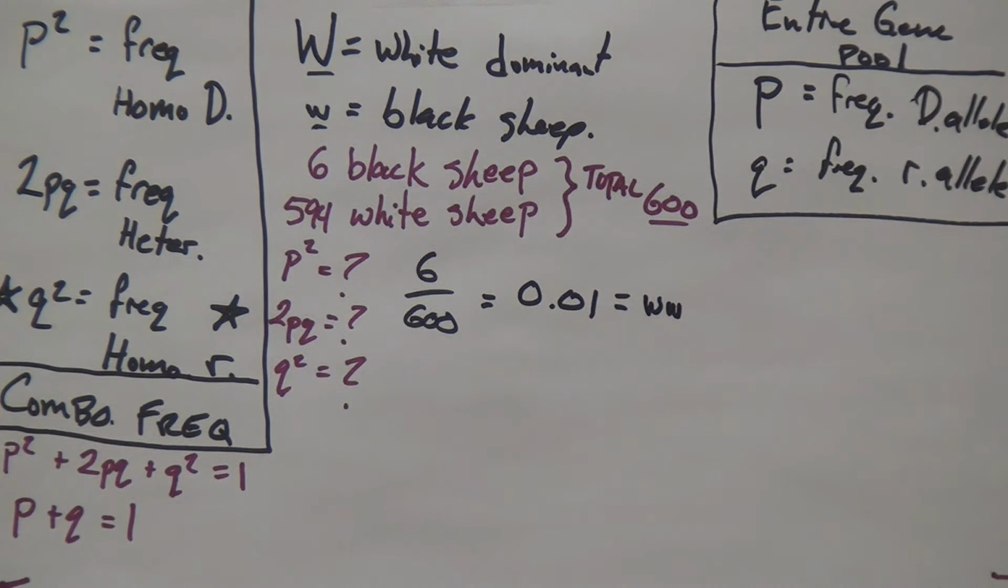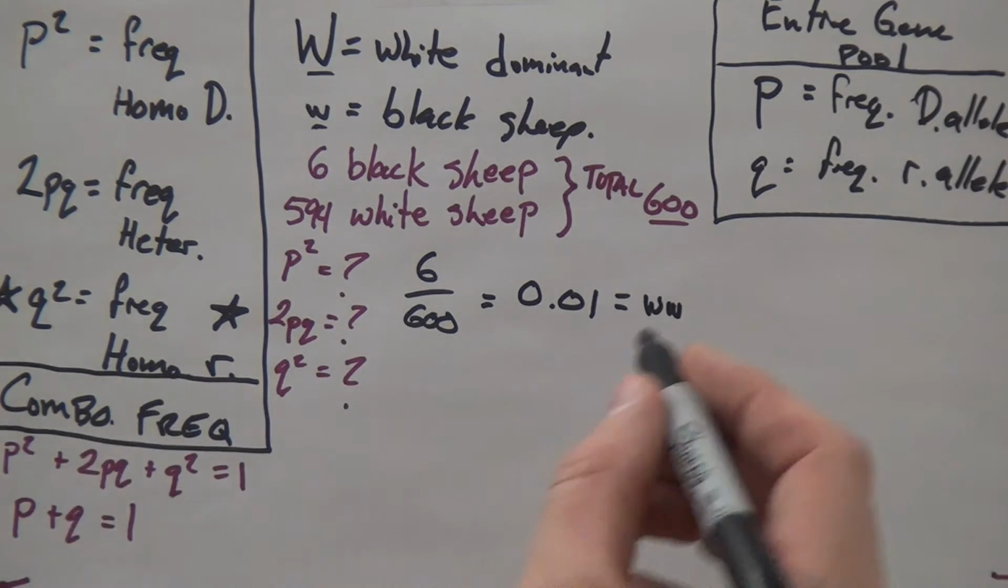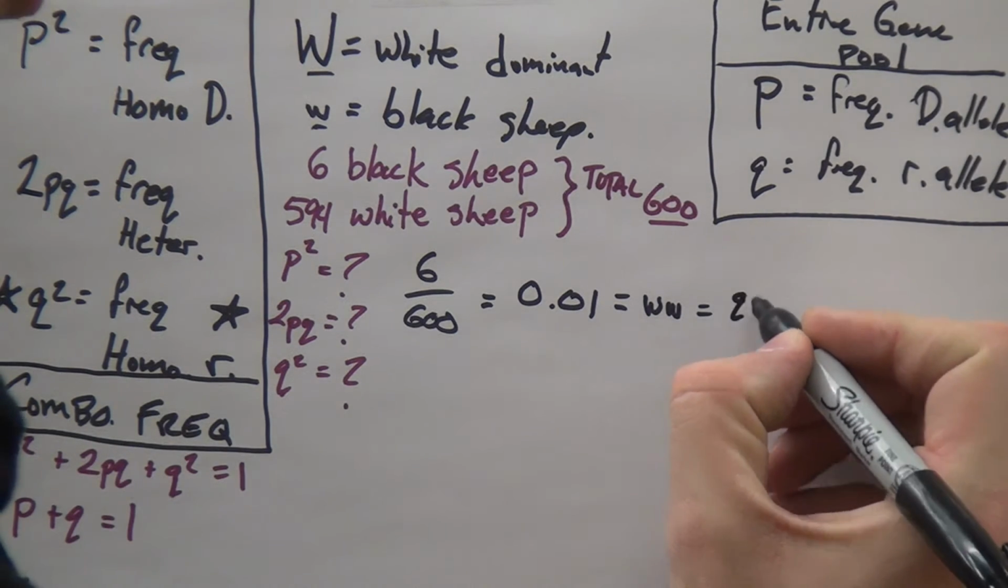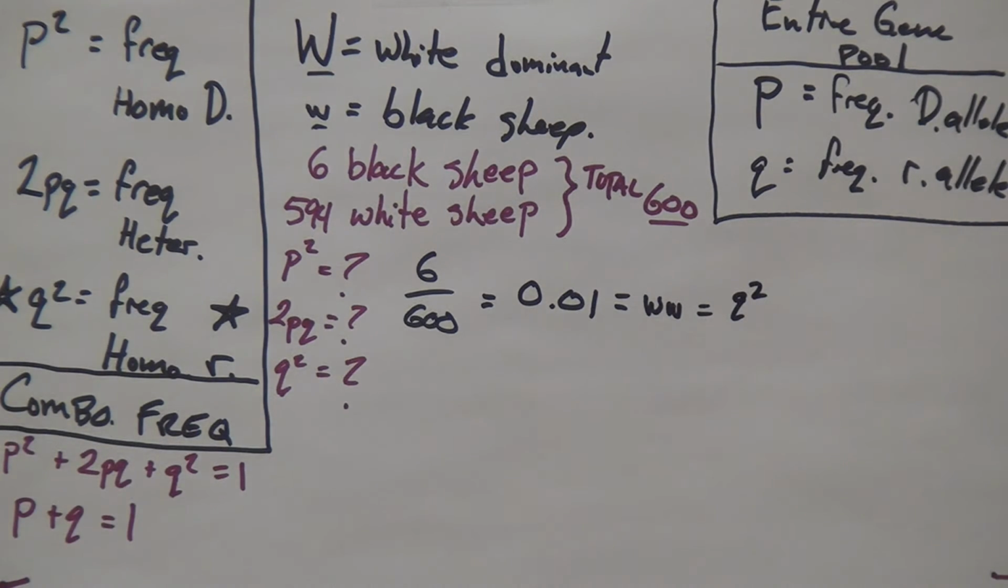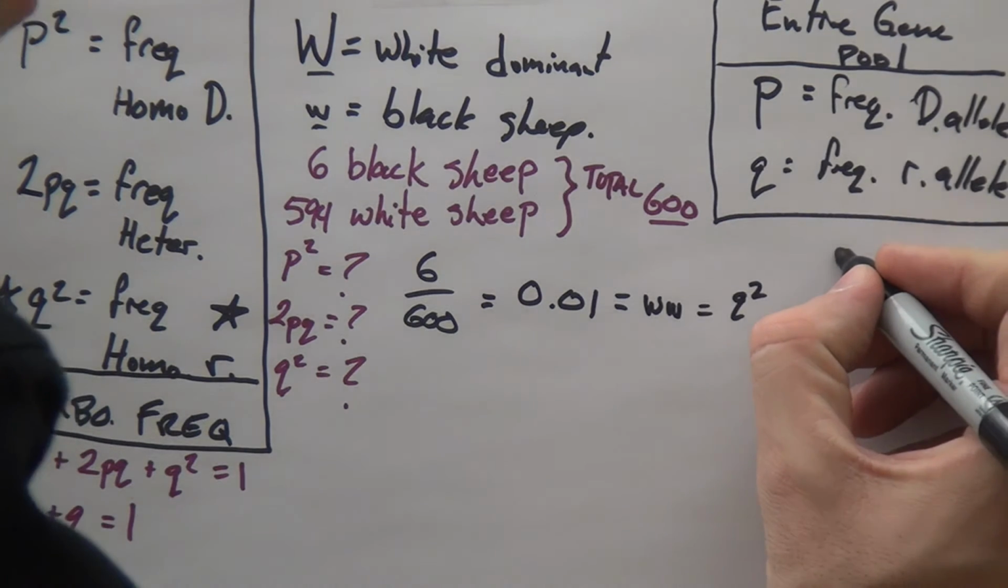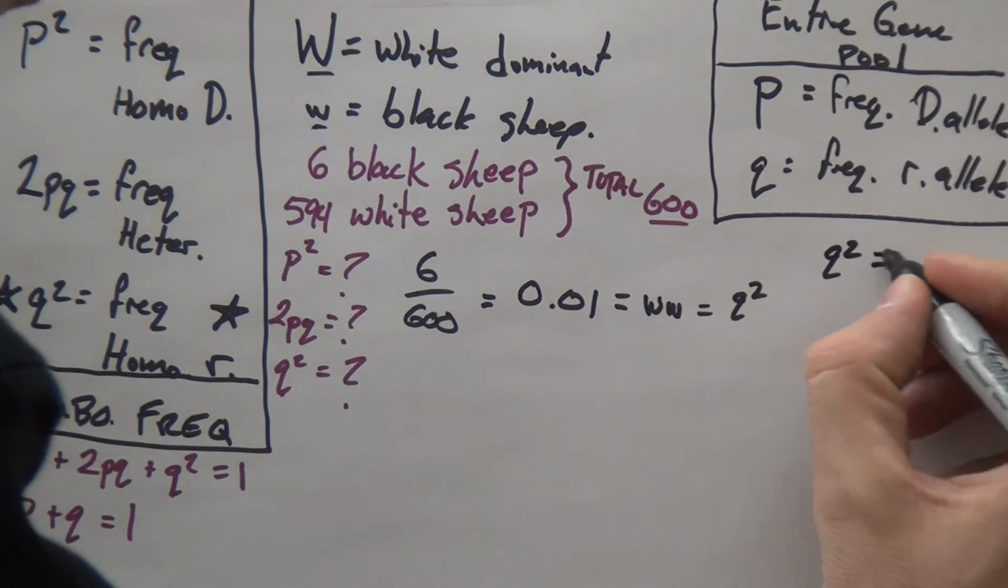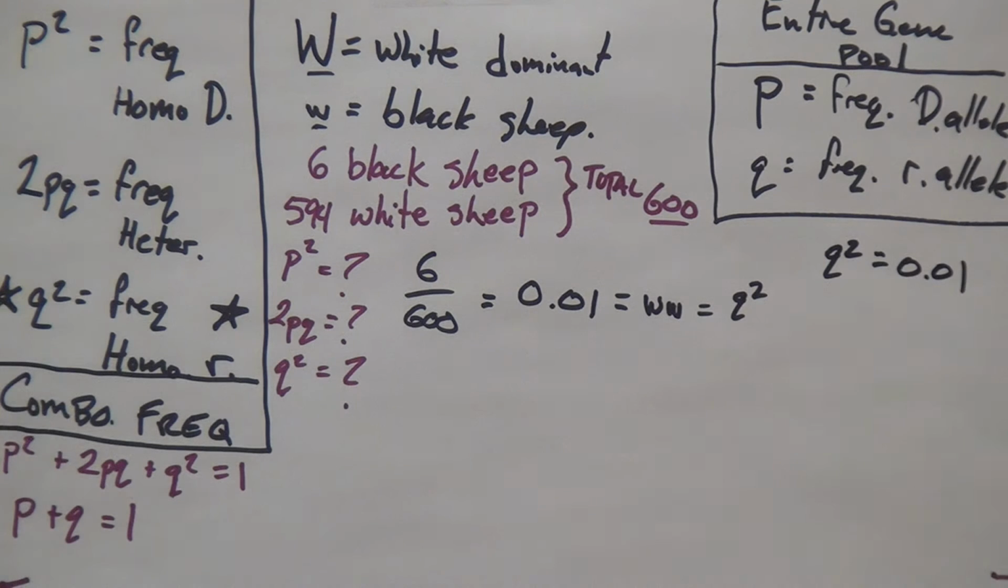Okay? Homozygous recessive, 2 small w's. This represents our q squared. So over here, I'm going to keep it organized. q squared equals 0.01. So we found one already. And that, my friends, is the key.